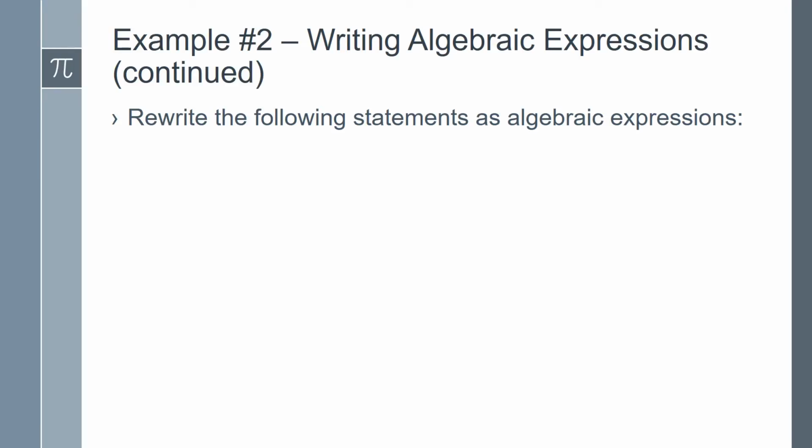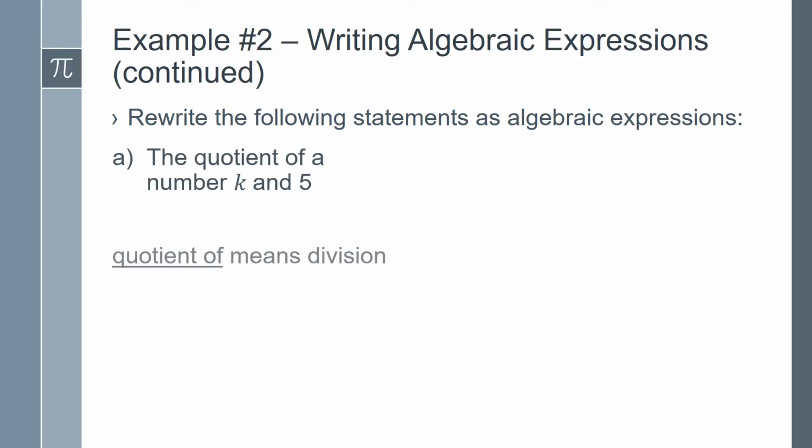Let's take a look at two more examples. A. The quotient of a number k and 5. Quotient of means division. So the quotient of a number k and 5 means k over 5, or k divided by 5. Remember that a fraction can be one way of writing a division problem.